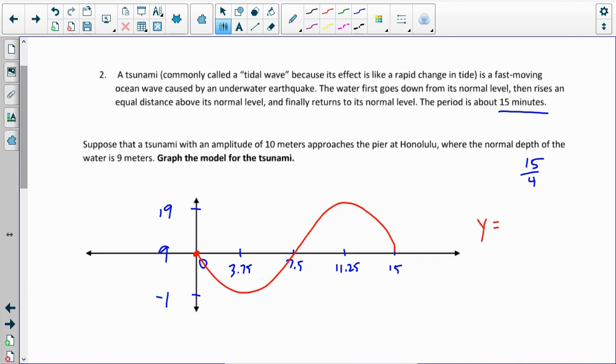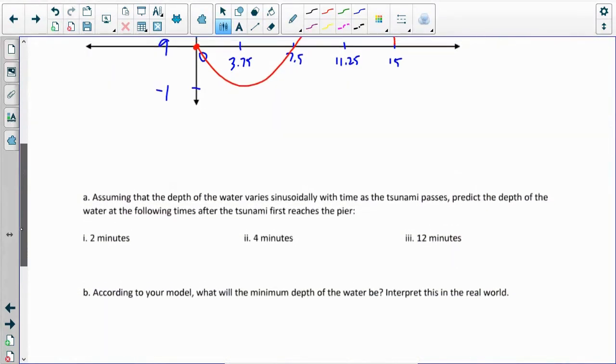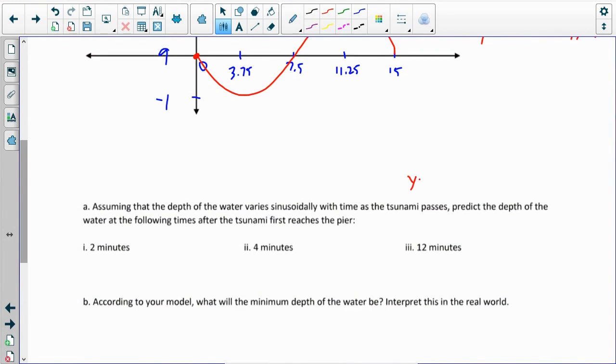So if I write the equation of this sine graph, I get y equals -10. The 10 is the amplitude, times sine of, how do I figure out what b is? B is equal to 2 pi divided by the period. So 2 pi over 15 x, and then plus 9 because my vertical shift is 9. So I'll rewrite that down here a little bit so you can see it as we're doing the problems.